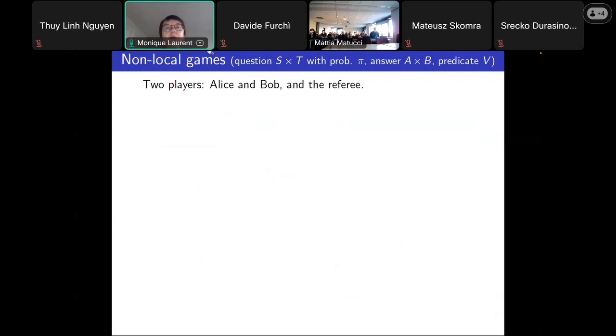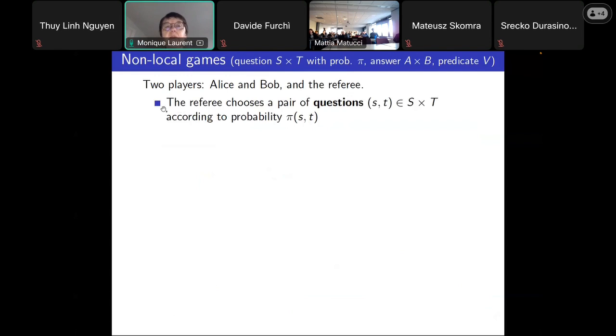So what is a non-local game? It is specified by two sets of questions, S for Alice and T for Bob. Pi is a probability distribution on the pairs of questions. Then Alice has her own answer set A, and Bob has his own answer set B. And we have a function V, called the predicate, which indicates when an answer is good or wrong. We have two players, Alice and Bob, and the referee. As already said, how does the game go? This is a one-shot game.